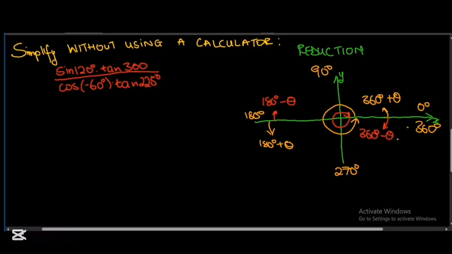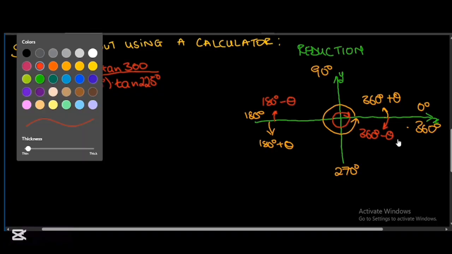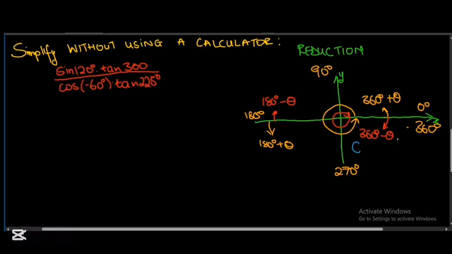Let us not forget CAST, right? We have what you call a CAST, which simply means that all of them are positive on the first quadrant. On the second quadrant, only sine is positive, on the third quadrant, only tan is positive, and on the fourth quadrant, only cos is positive. We're going to use this reduction diagram in order to solve this question. Okay, let's jump straight into solving this question now.